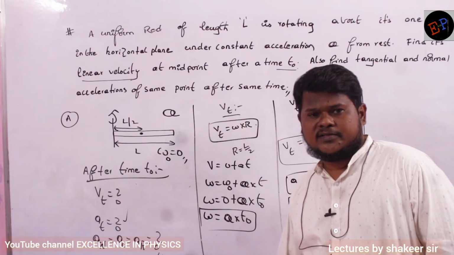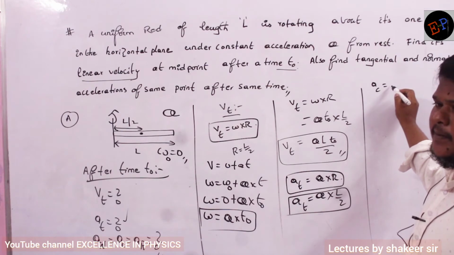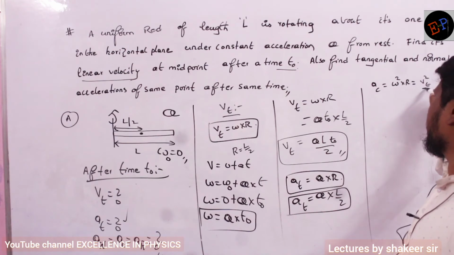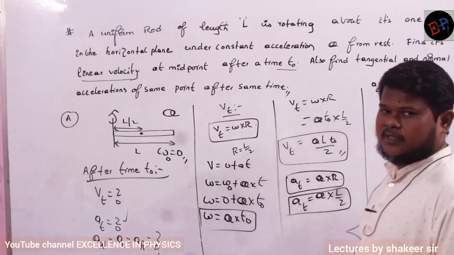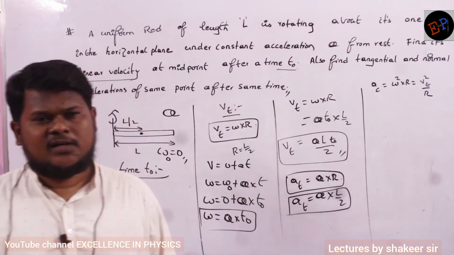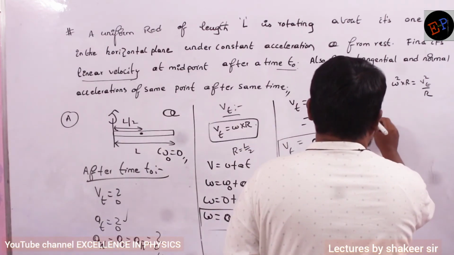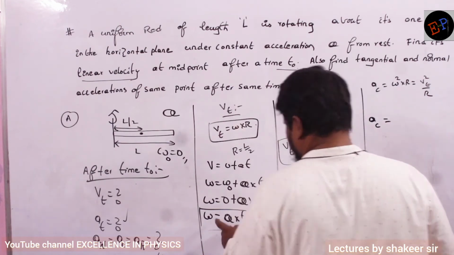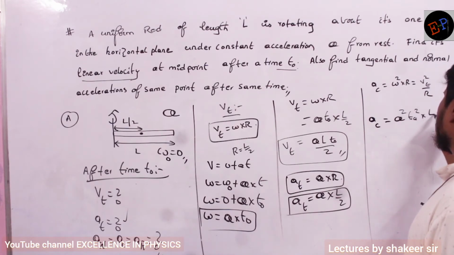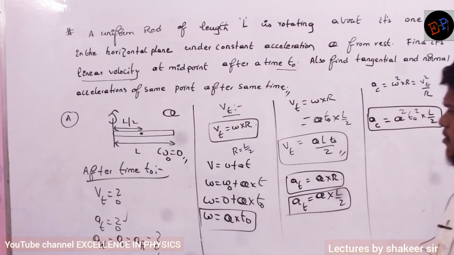Now what is the third point he is asking? Normal acceleration, or you can call it centripetal acceleration. So what is the equation for centripetal acceleration? We have two formulae: omega square into r, and vt square by r. Two equations are there, no? For centripetal acceleration you can use omega square into r, or vt square by r. Circular motion, remember? So for centripetal acceleration, omega value we have already calculated, no? So alpha square t naught square multiplied by L by 2. That's all. So this is my equation for centripetal acceleration. Calculated all the three.